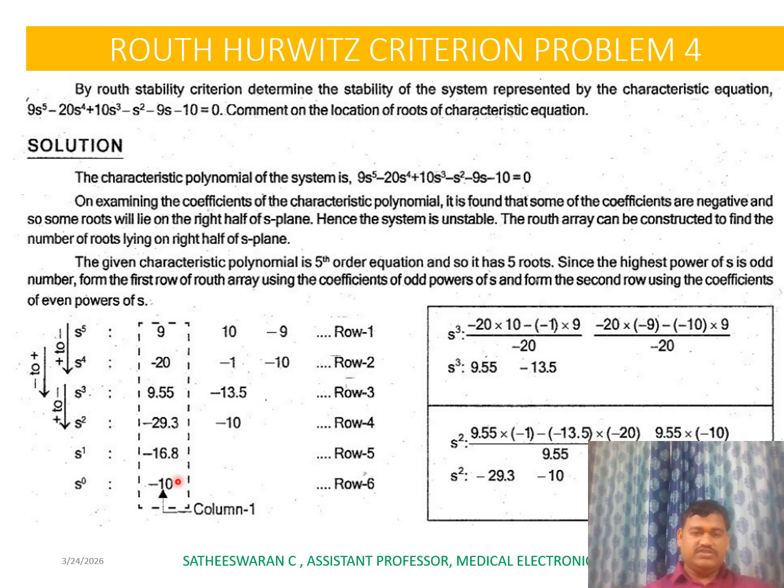If we observe the first column of the Routh array, there are three sign changes. One between plus to minus, first sign change; second, minus to plus, second sign change; then again plus to minus, third sign change. So there are three sign changes, which means that 3 roots lie on the right half of the S plane, out of totally 5 roots. Out of 5 roots, 3 roots lie on the right half of the S plane, and the remaining 2 roots lie on the left half of the S plane. The given system is an unstable system.